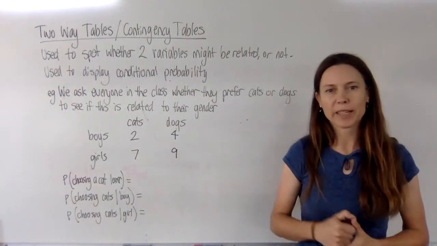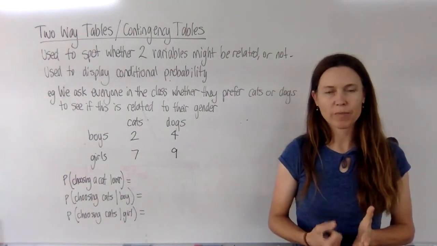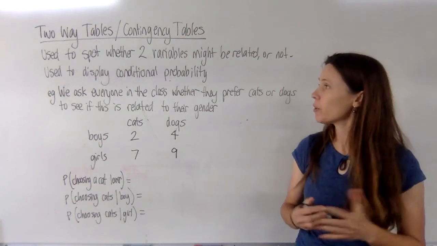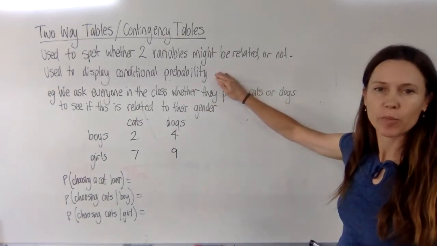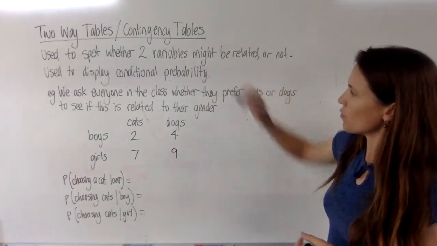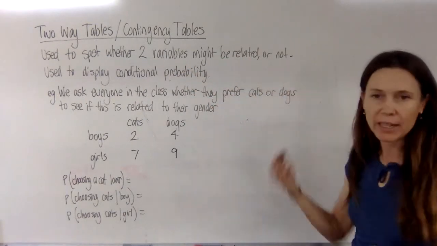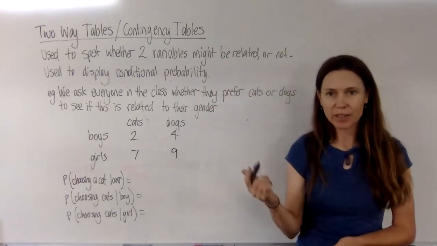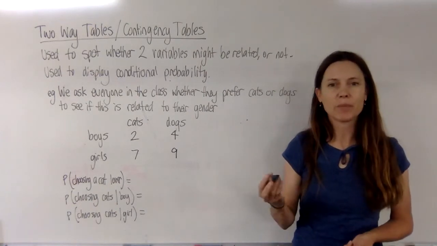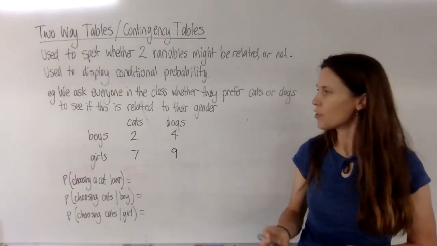Now let's have a look at two-way tables or contingency tables. We've seen these a little bit already. We've used them to display conditional probability, but they're also useful when we're analysing data to spot whether two variables might be related or not. We can't get a definite answer as to whether they're related, but it's a good first step investigation.